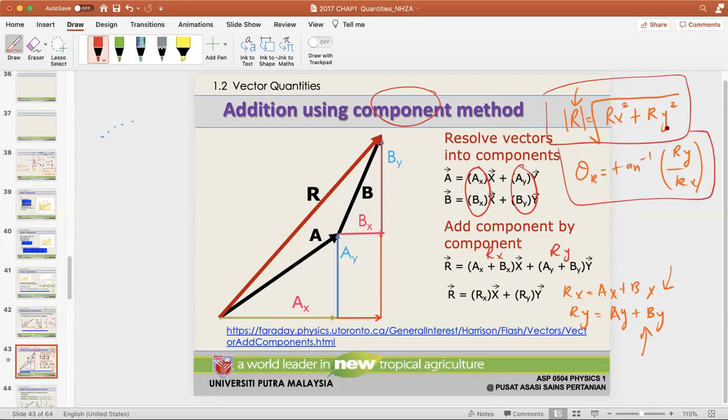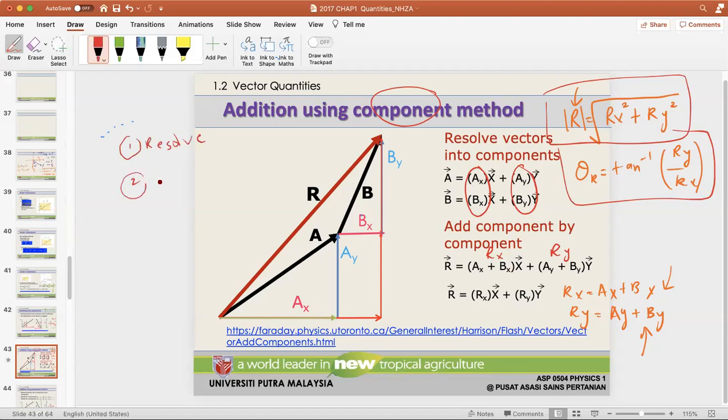We already discussed this. Okay. So addition using the component method, what you should do is resolve it first and then add. You add the x's together, you add the y's together, and then you get the Rx, the Ry, and then you proceed to this step. Okay, so first resolve.